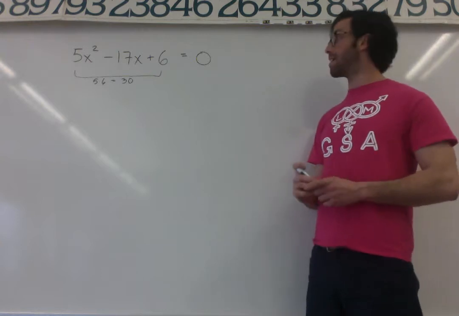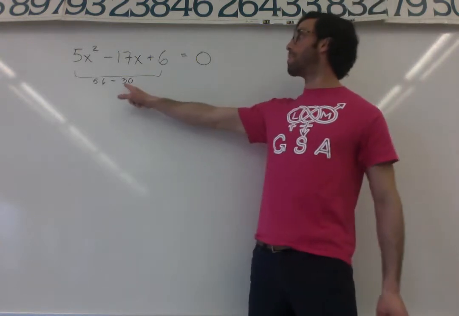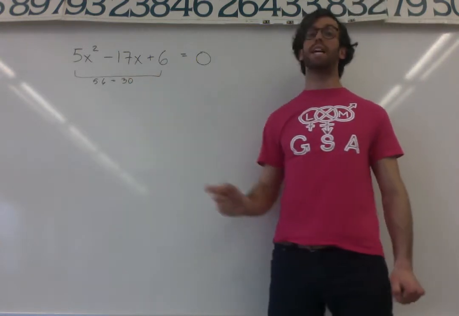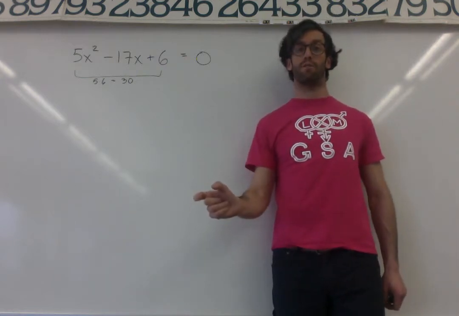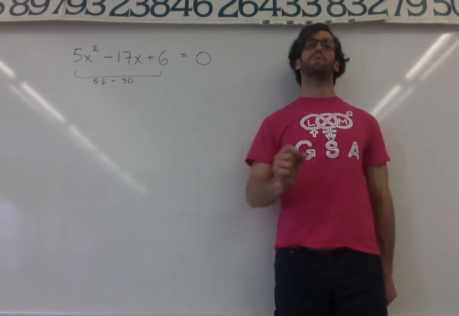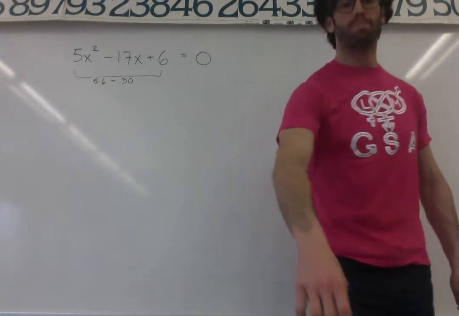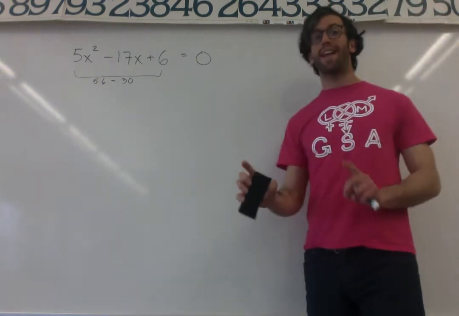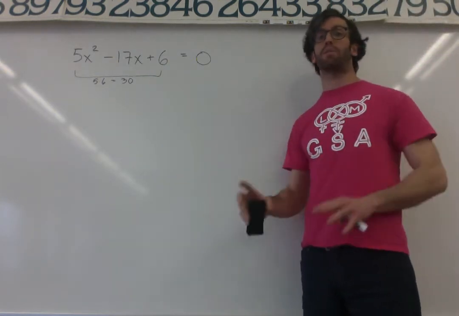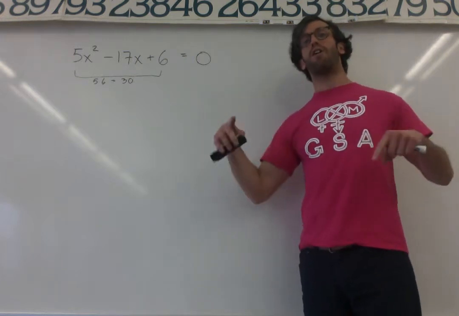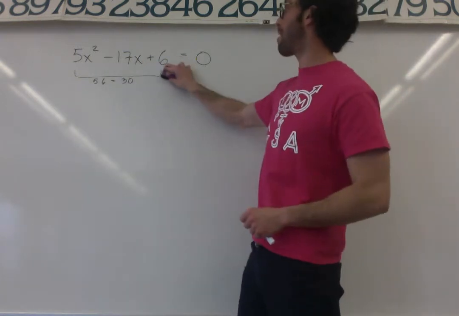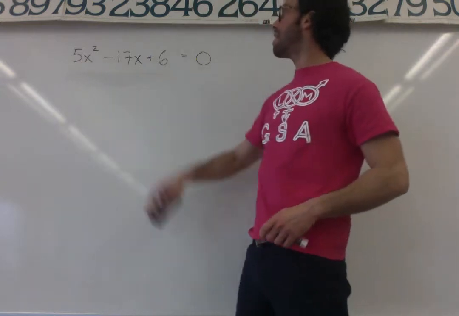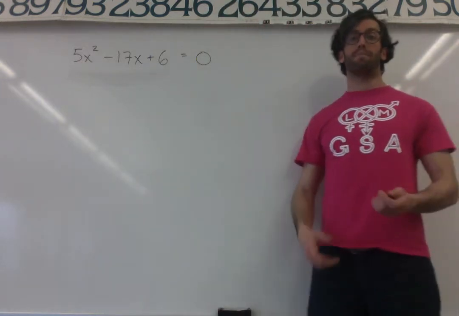Yes, the answer is yes in this case because the 2 numbers that multiply to 30 and add to negative 17 are negative 15 and negative 2. Because they exist, this problem is factorable. So I hope you caught that. That's how we know the problem is factorable. It takes about 15 seconds. Just figure out, are there 2 numbers that multiply to that product and then add to the middle term? Now that we know it's factorable, we can factor it.